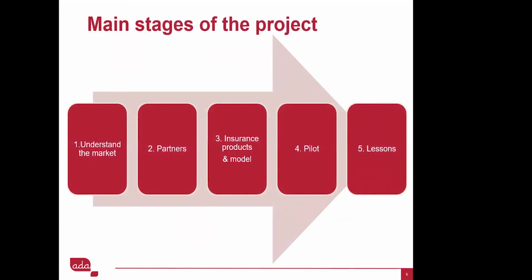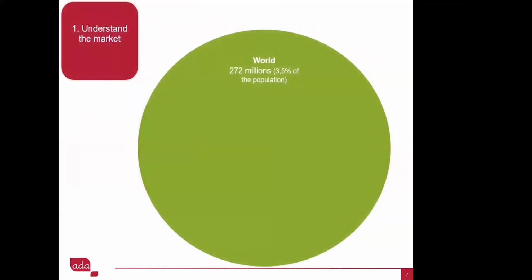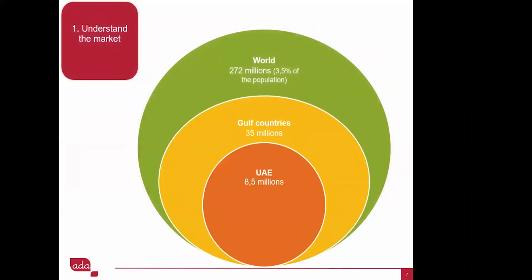So I just highlighted the main stages of the project. These are kind of the classic steps of any pilot project. Know your market, identify your partners, design your products and business model, launch the pilot, and then probably most importantly, try and learn from all the mistakes that you made along the way. So first off, who are we targeting?